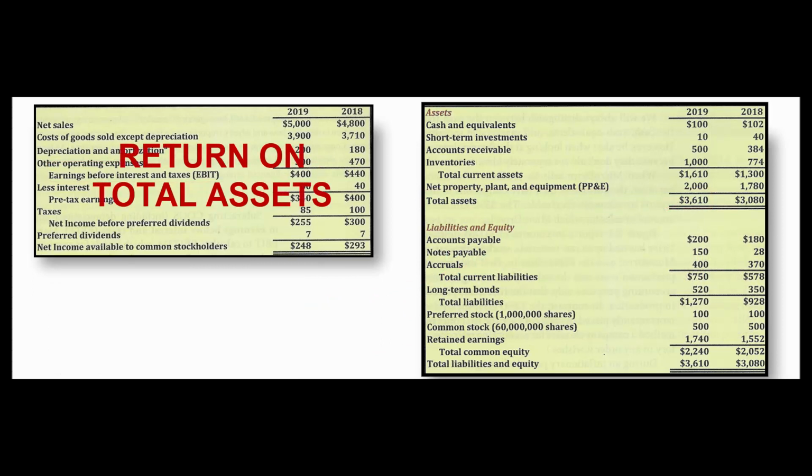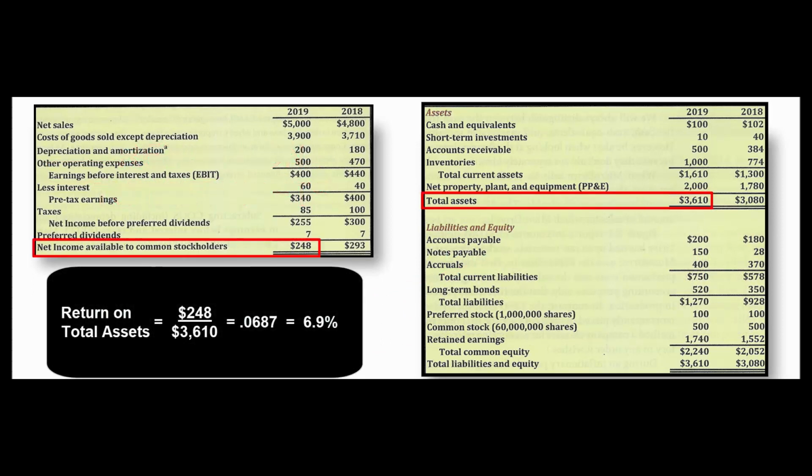Next, we might take a look at the return on total assets. We'll take our net income available to common stockholders, put that in the numerator, and in the denominator we'll put our total assets. The reason we don't put in the total income of 255 is that the preferred shareholders get their return in the form of the preferred dividends.